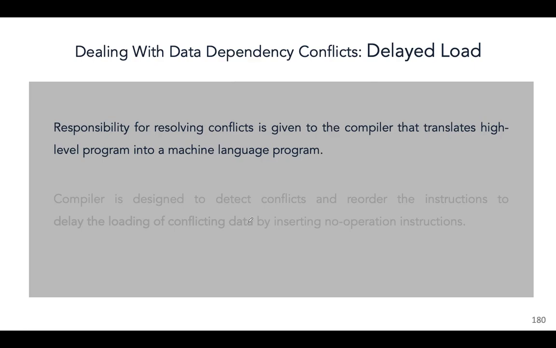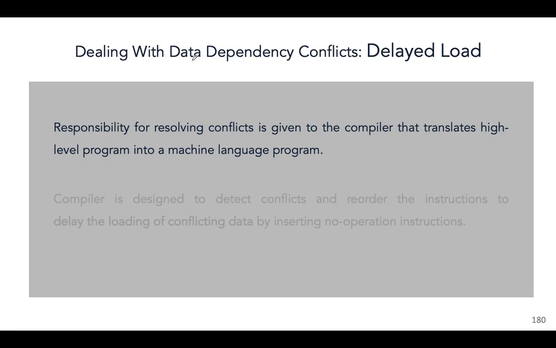Alright, the third kind of method that helps resolve data dependency conflicts is delayed load. Now, the responsibility for resolving conflicts in delayed load is given to the compiler. It's the same compiler that translates a high-level program into a machine language program. So while the compiler is translating your code into machine language, it also takes care of data dependency conflicts.